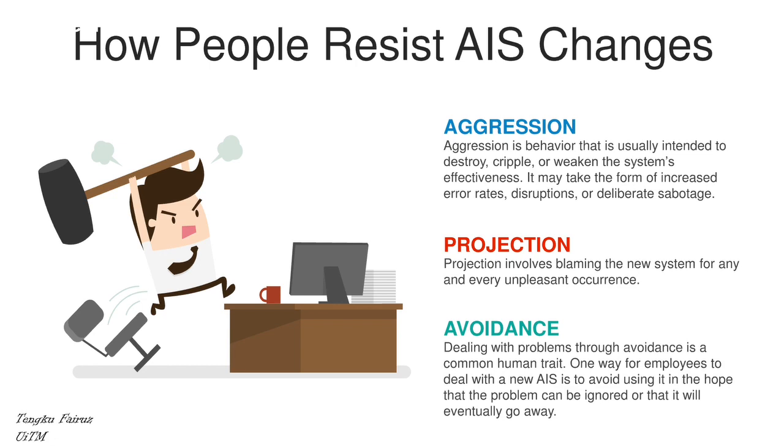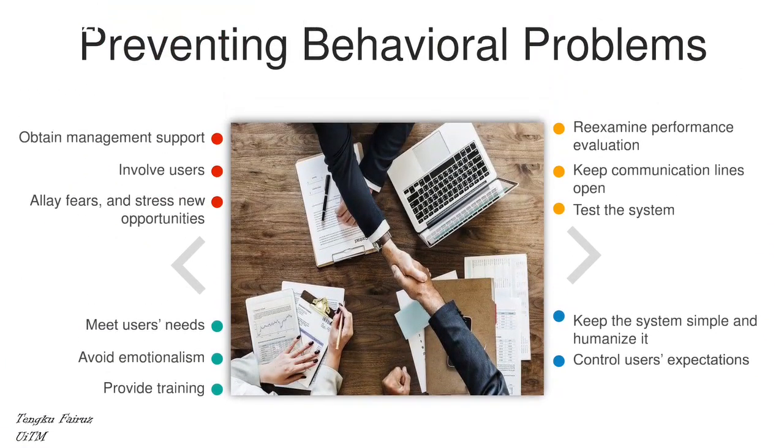Okay, and then the next one, they discuss how to overcome and prevent this problem. So basically, as we also already looked at the example in Shopper Smart that we discussed earlier, okay, so what did Ends do when they wanted to overcome this behavioral problem? So these are some of the ways they can improve by observing these guidelines. Okay, obtain management support, which we discussed earlier.